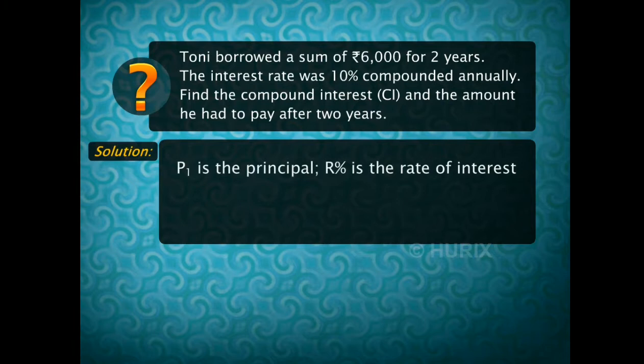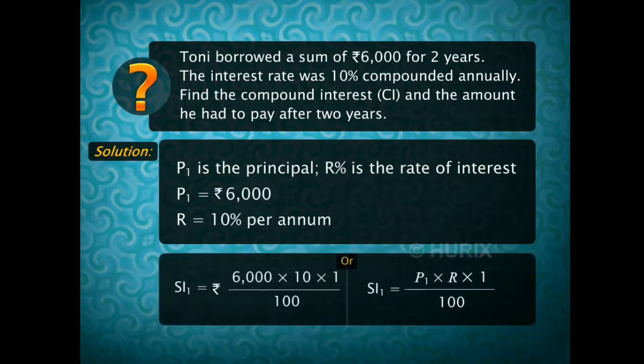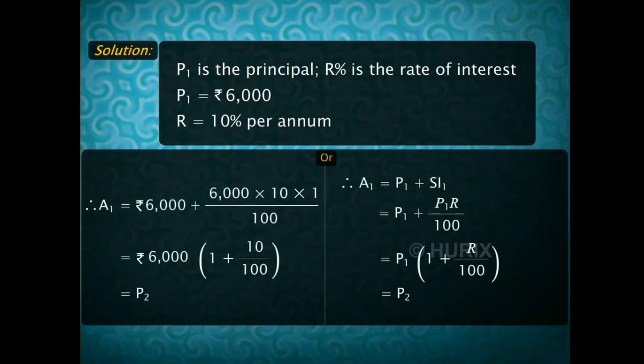Suppose that P1 is the principal on which the interest is compounded annually at the rate of R% per annum. Therefore, P1 is 6,000 rupees and R is 10%. Let SI1 be the interest at the end of the first year. We use the formula for simple interest to find this interest. We also find the amount payable at the end of the first year. Let this amount be A1.